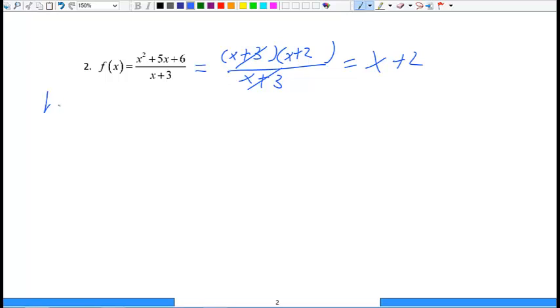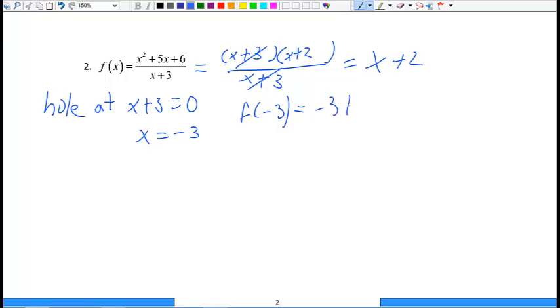Okay, so already I know something about my graph. I know there's a hole at x plus 3, which means when x is negative 3, there's a hole there. Well, what's the y value opposite that? So what is f of negative 3? Well, that would be negative 3 plus 2, or negative 1. Okay, so I know there's a hole at negative 3, negative 1.